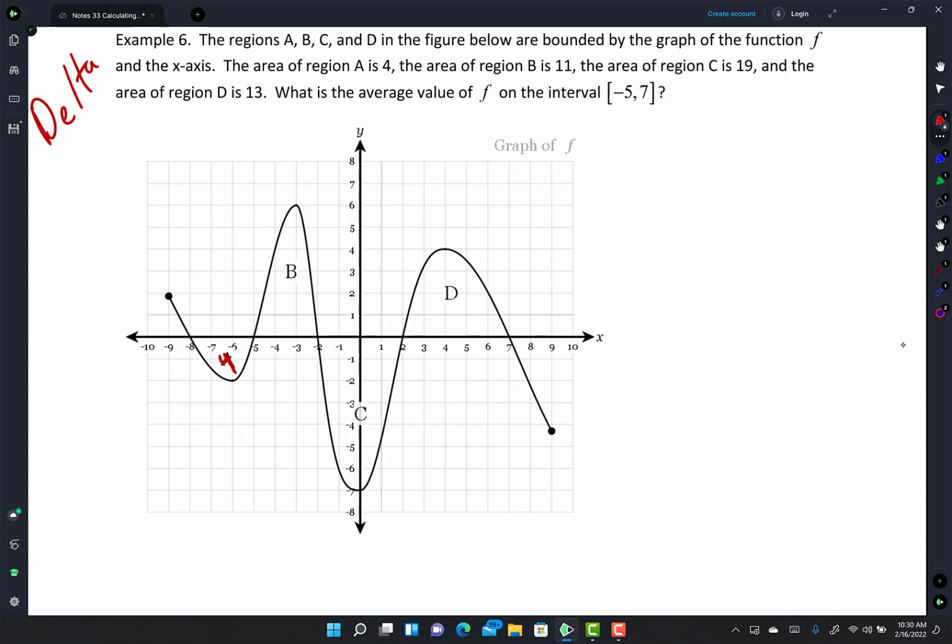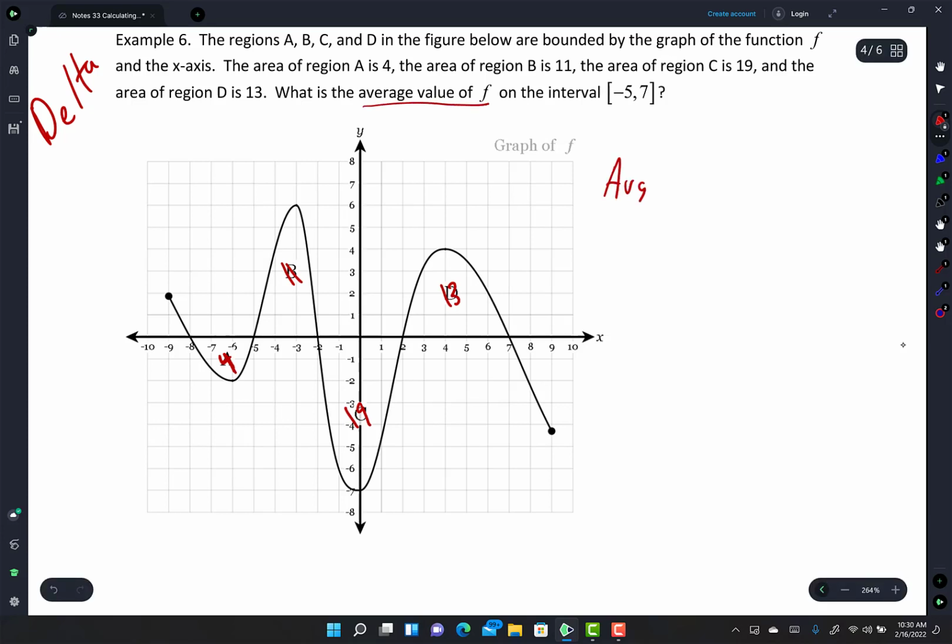The area in region B is 11, so I'm going to put 11. The area in region C is 19. And the area in region D is 13. What is the average value of f on the interval -5 to 7? Okay, I see average value of f.